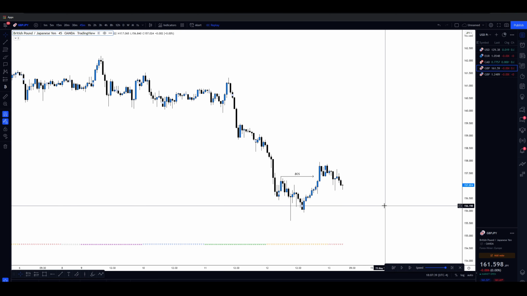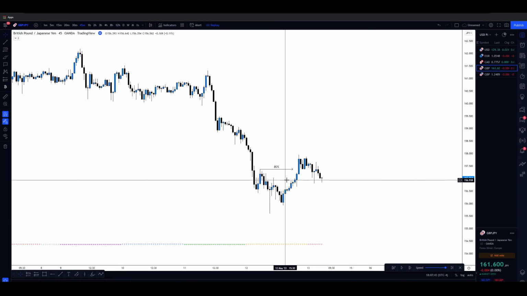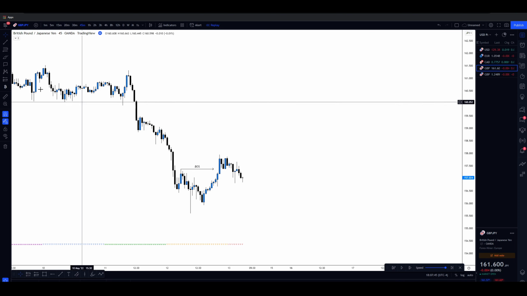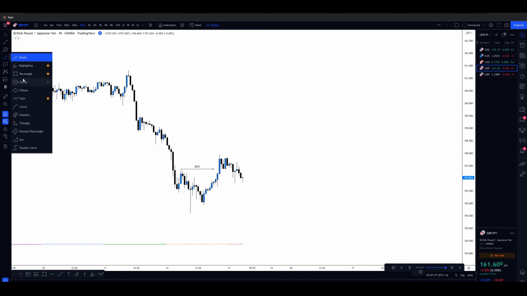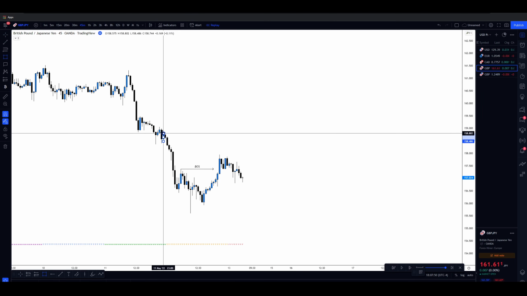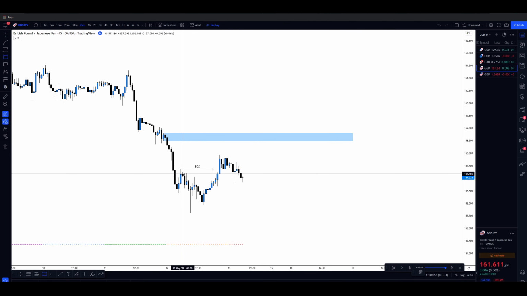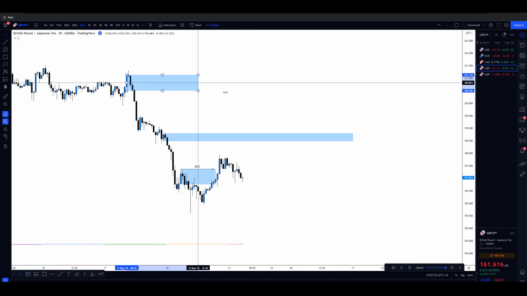Now, what's the first thing you should be doing after a break of structure is present? After the break of structure is present and you see that impulsive move, your mindset should be that every single supply zone that was present before is no longer valid. So if there was a supply zone over here, it's no longer valid because structure itself is now bullish.